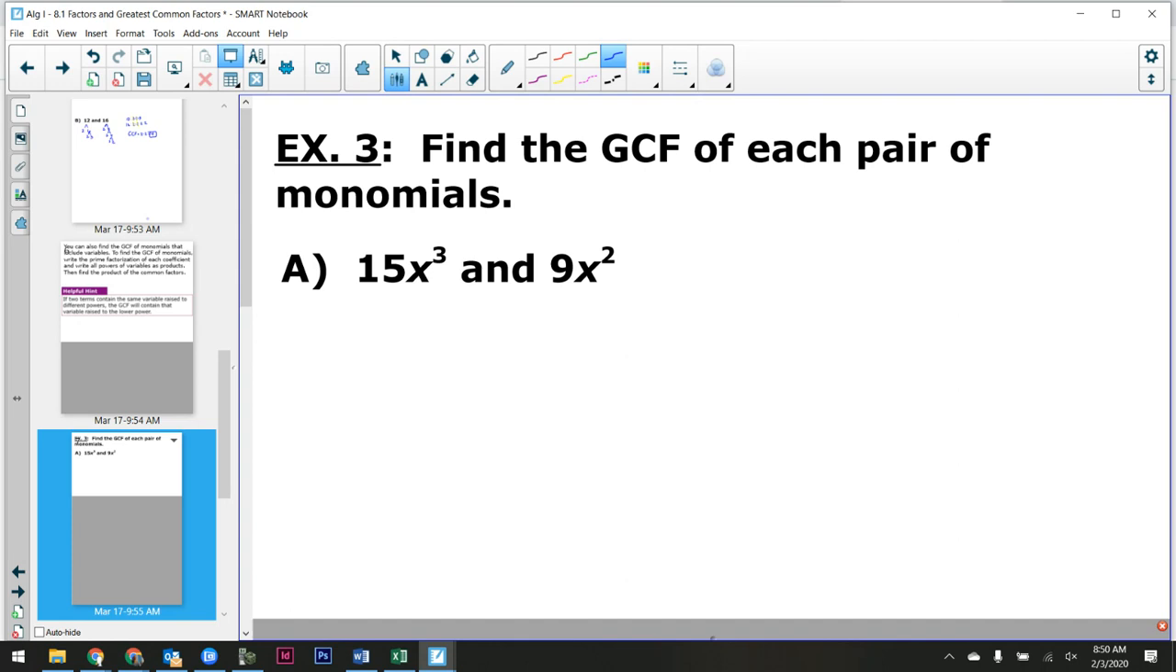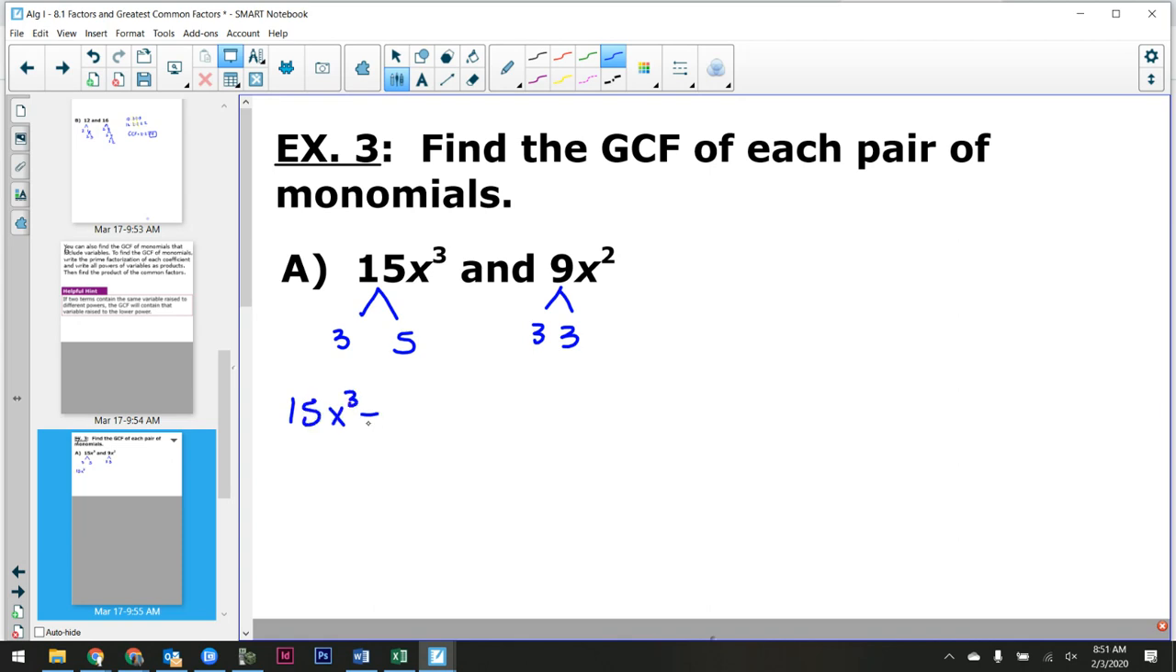Okay, think about the prime factorization of 15. Well, that's an easy one. The prime factorization of 15 is 3 and 5, right? The prime factorization of 9 is 3 and 3. Now, let's list out the prime factorization of each monomial.